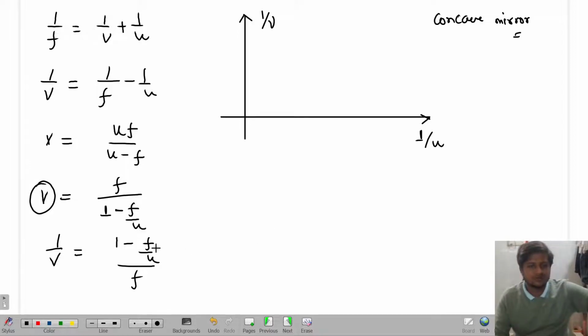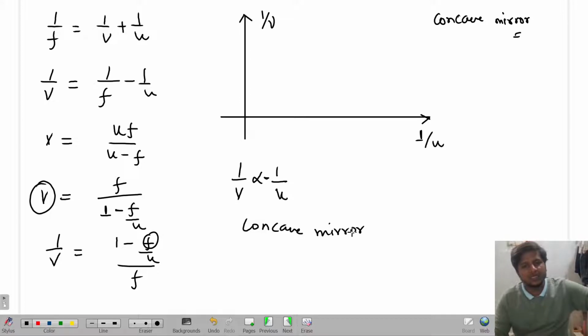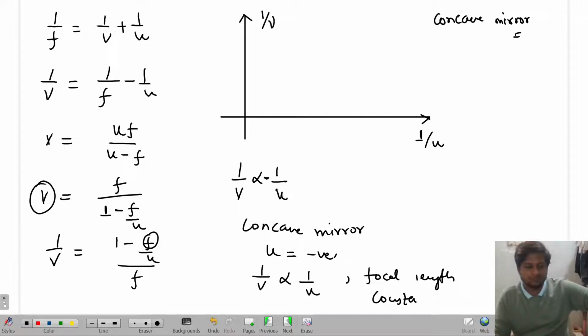So what you observe is that I can divide by this F. Try to understand, if your focal length is constant, then I get one relation that 1 by V is directly proportional to 1 by U. Now you know that for a concave mirror, the image distance is negative. So 1 by V is directly proportional to 1 by U for a concave mirror. If what remains constant? Focal length remains constant. That is the most important property.